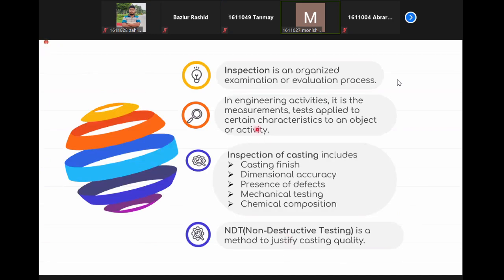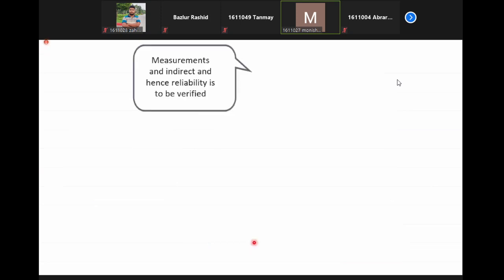The first thing about inspection is that it is an organized way of evaluating something. From an engineering perspective, it includes measurement tests applied to an object. It may cover casting, finishing, accuracy of the dimension, presence of any kind of defect, and mechanical and chemical tests. NDT, or non-destructive testing, is a way of inspecting or evaluating a casting object for casting quality.